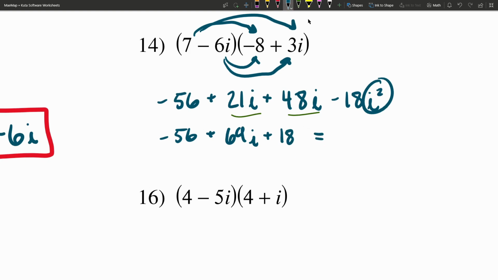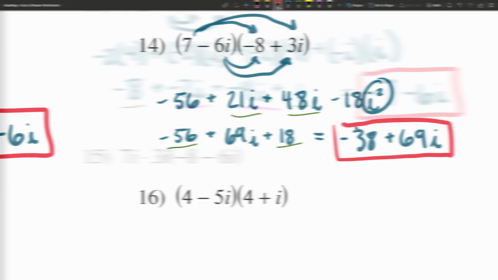Simplifying this one more step, combining negative 56 with that positive 18 we just got, that's going to give us negative 38 plus 69i. That's our solution for number 14.